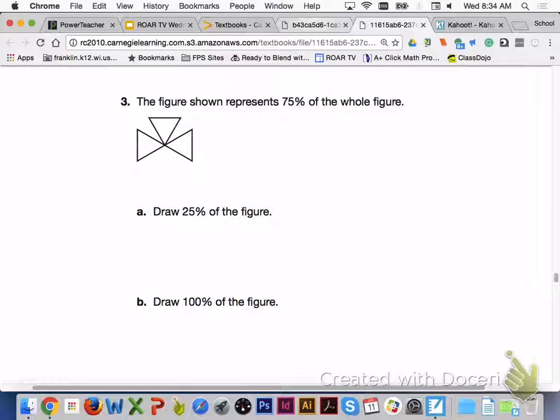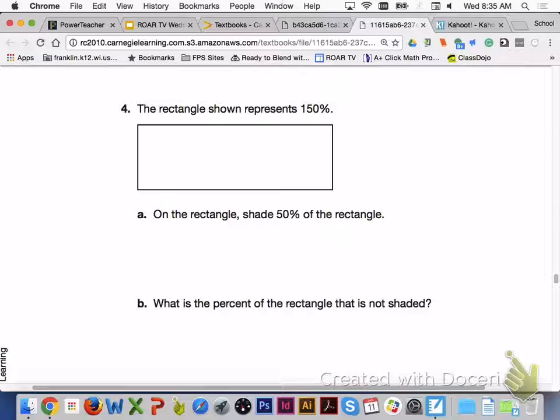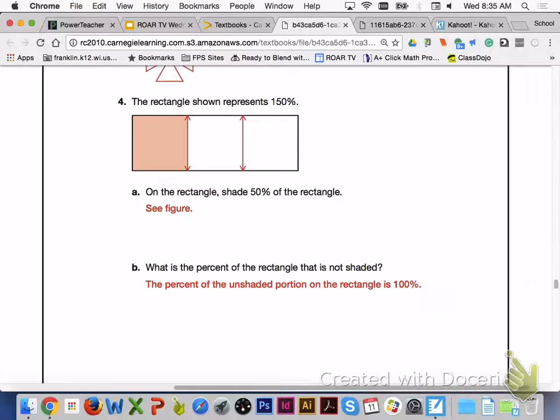Turn to page 435 and answer number 3, letters A and B with your group members. For number 3, letter A, 25% of the figure would be 1 triangle, and for letter B, 100% of the figure would be 4 triangles. Please answer number 4, letters A and B with your group members. For number 4, letter A, at least one part would need to be shaded in to represent 50% of the rectangle. And for letter B, the percent of the unshaded portion on the rectangle is 100%.